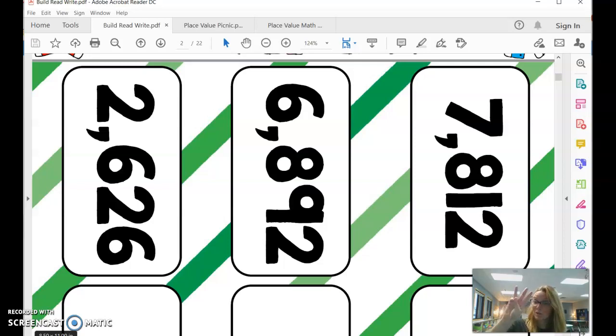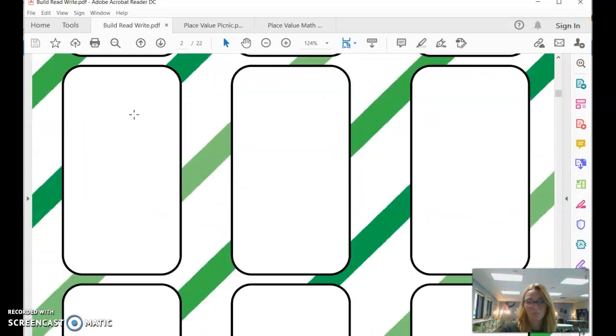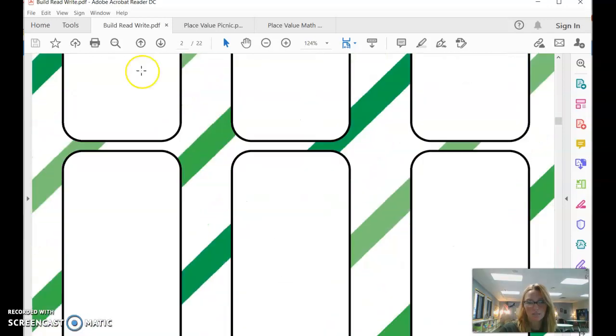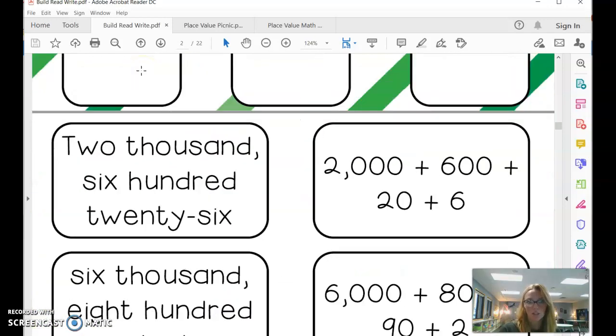Welcome to station number 3, guys, for place value. So here's what we're going to do on this station. You are going to have cutout cards of numbers like this, and then you're going to have a bunch of cutout items, sorry that I'm scrolling, that look like this. And it's the word form of the word as well as the expanded form, okay?